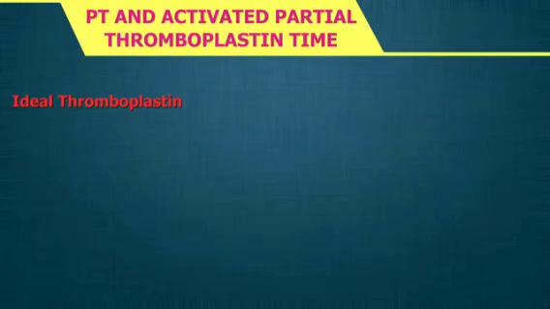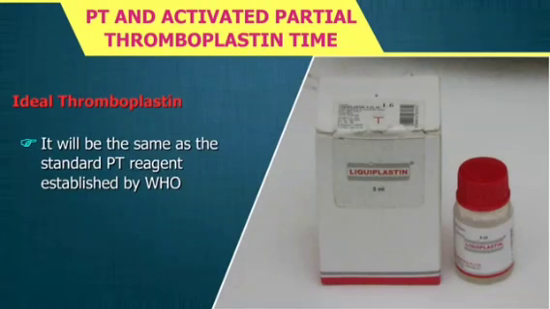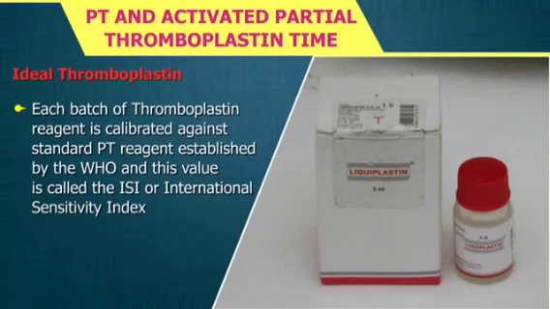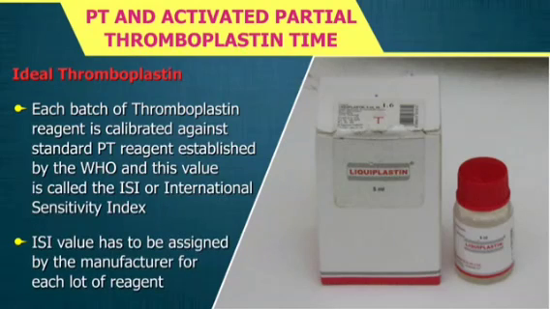What is an ideal thromboplastin? It will be the same as the standard PT reagent established by WHO. Since in real practice this is not possible, two corrective steps are undertaken. 1. Each batch of thromboplastin reagent is calibrated against the standard PT reagent established by the WHO, and this value is called the ISI, or the International Sensitivity Index. The ISI value has to be assigned by the manufacturer for each lot of reagent.